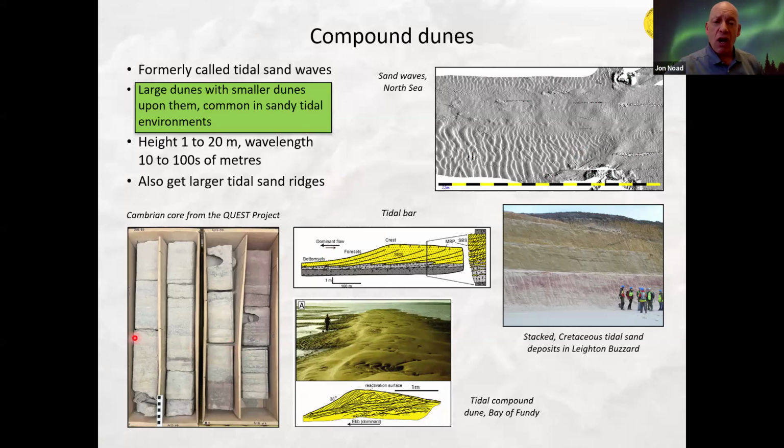And I've got an example from core here, which is basically stacked trough cross beds from the Quest project. So this is a carbon sequestration project here in Alberta that's going on near Edmonton. And then you can see with the tidal bars here, we've got these cross beds sitting in here. And then what you'll see is more and more trough cross bedded dunes that actually ride over the basal dunes that you're seeing within the main core of the bar.